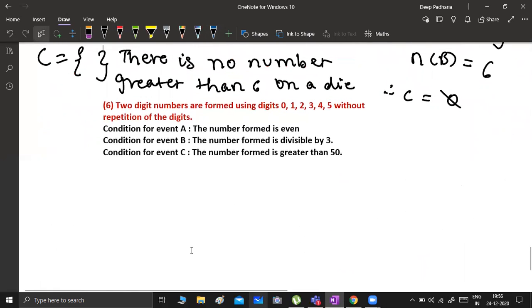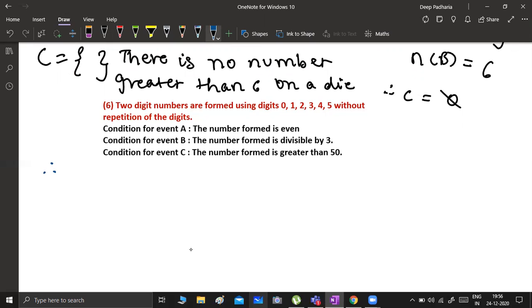हाँ. I need to form 2 digits using 0, 1, 2, 3, 4 without repetition. मतलब वो जो 2 digit है ना वो repeat नहीं होना चाहिए. ठीक है. And they have given me 3 events. So now 2 digit number बनाने का है, but we can't replace it. मतलब without repetition बोला है.